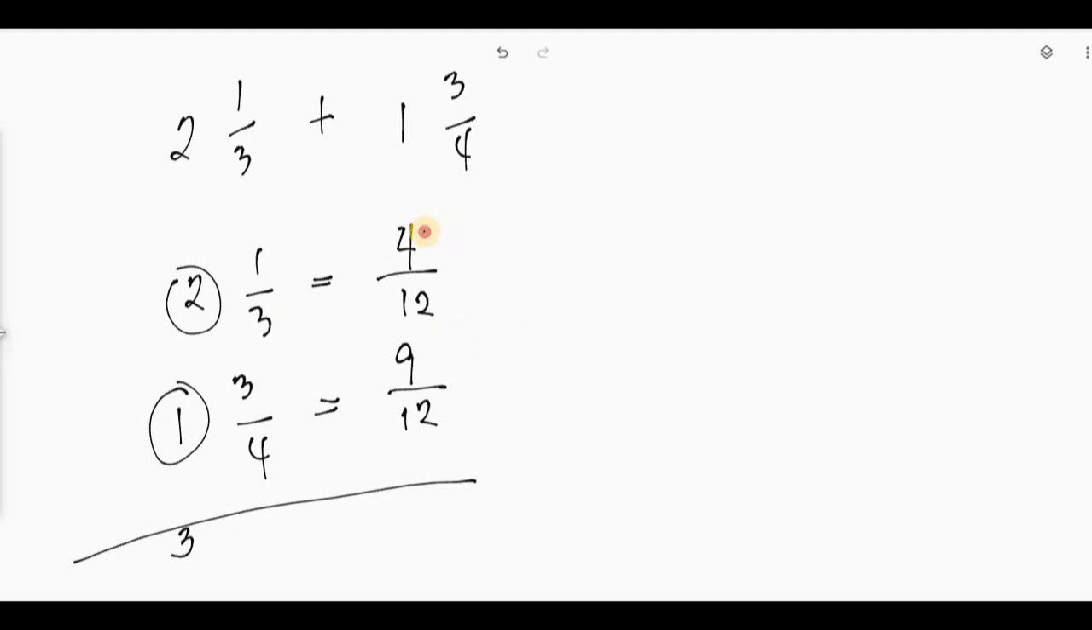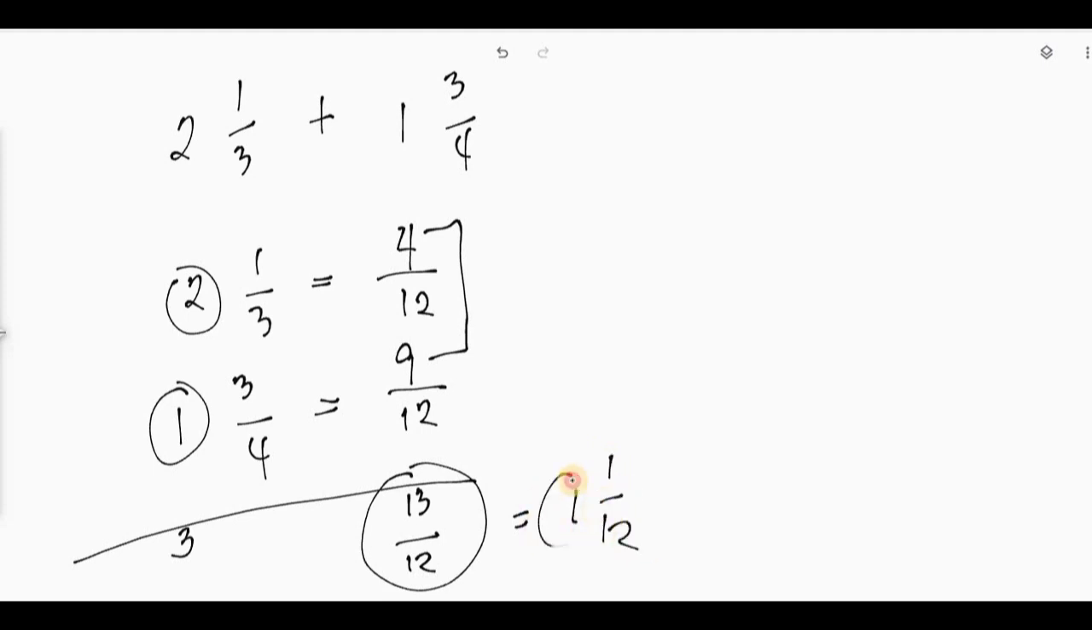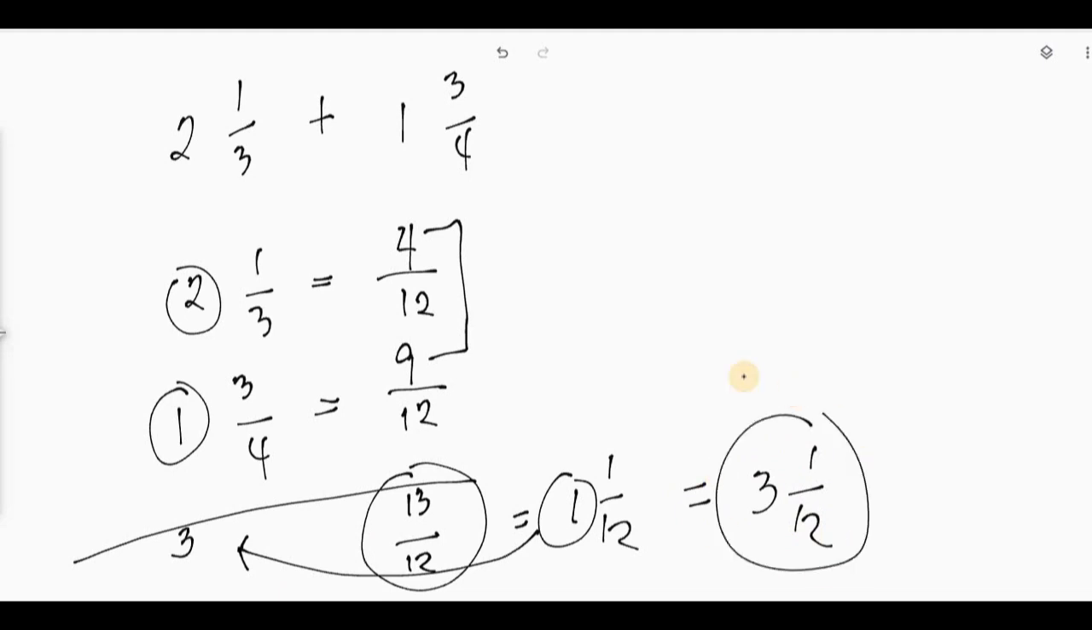So, itong dalawang numerator, ipag-add natin. So, we have 13 over 12. Tapos, ito, improper, i-convert natin to mixed number. So, we have 1 and 1/12. Yung 1 na yun, i-add pa rin natin yan dun sa 3. So, ang final answer natin is 3 and 1/12. So, ganun siya ginagawa. Okay? So, that's how we add, subtract, divide, and multiply rational number. Thank you.